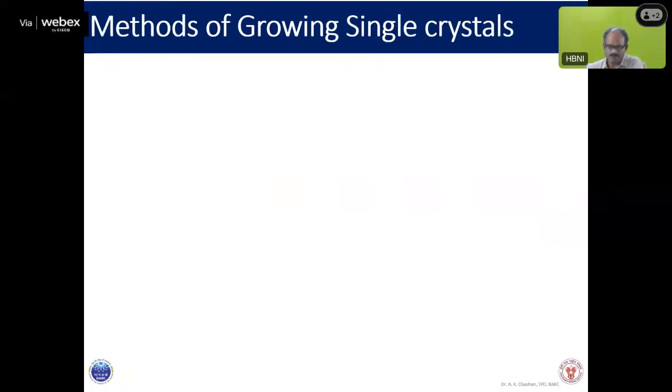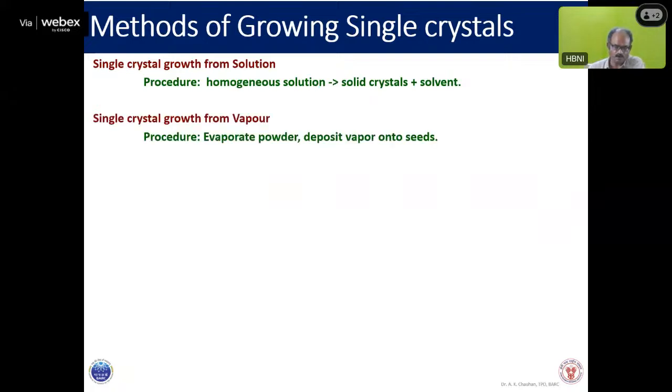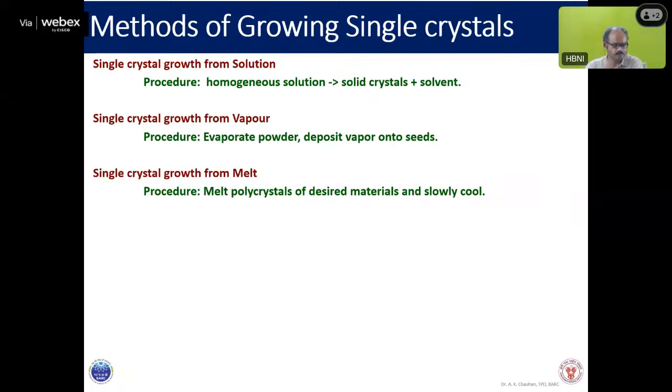Now, what are different methods of growing crystals? Single crystals can be grown by all 3 methods: solution, vapor, and melt. Solids also it is possible, but that's called recrystallization. We will not go here for the solids.